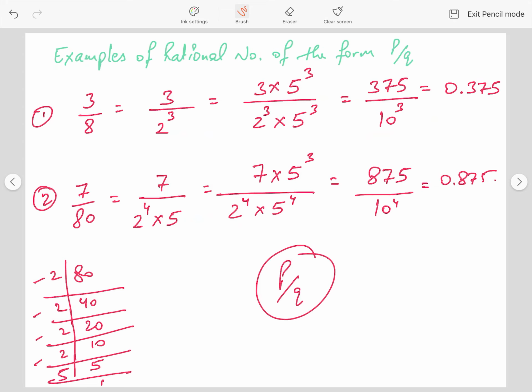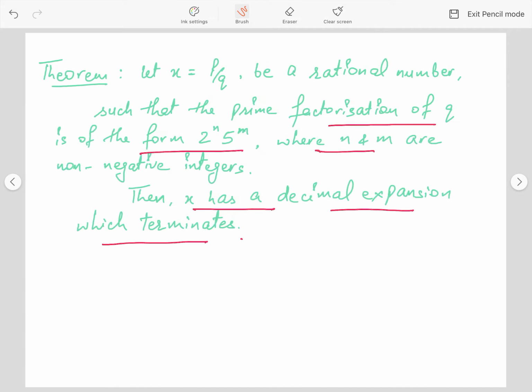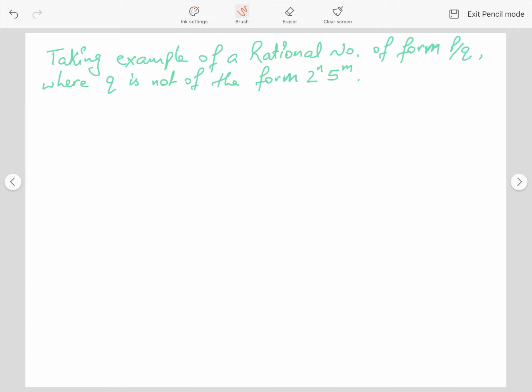So we have seen in the examples these two decimal expansions and they are terminating. Okay, so this we have concluded. Then next, we will take another example of a rational number which is of the form p by q, where q is not of the form 2 power n 5 power m. So let us take one example, that is 1 by 7.